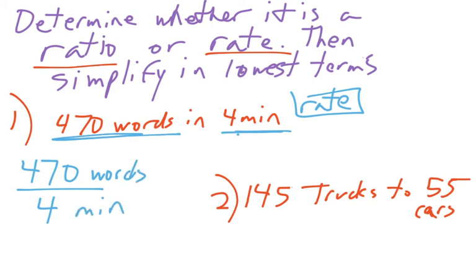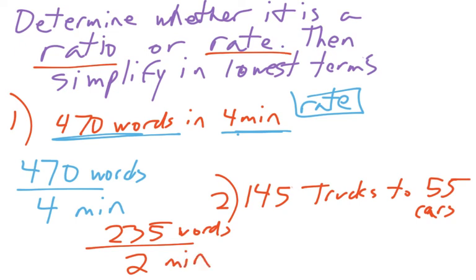So now we just got to simplify. Well, 4 does not divide into 470 to be an integer. So we want to simplify this in lowest terms. So 2 does go into both of these. 470 divided by 2 is going to be 235. And then 4 divided by 2 is going to be 2. So this rate simplified in lowest terms would be 235 words in 2 minutes.